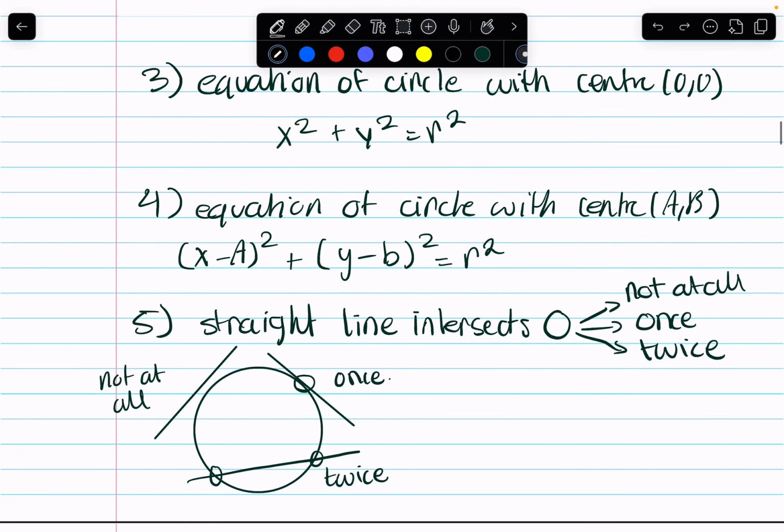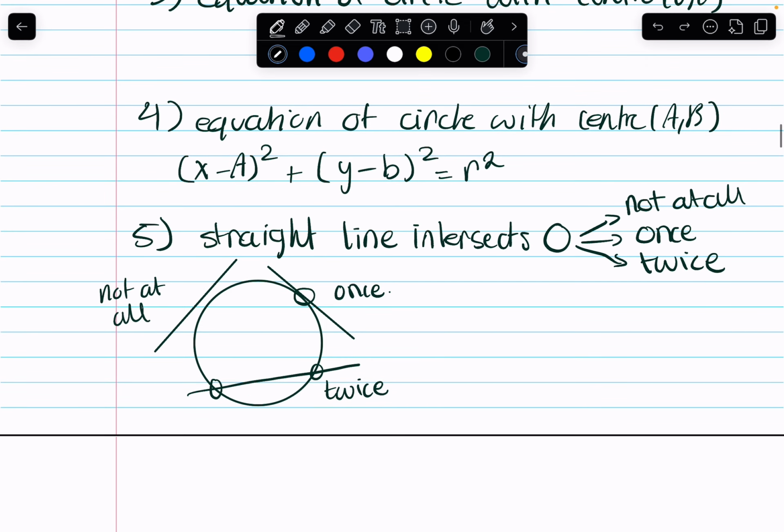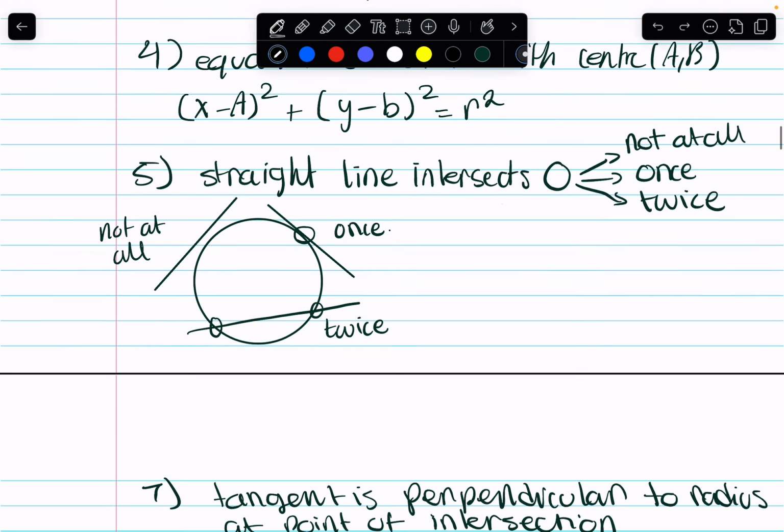Equation of a circle with center 0, 0 is x squared plus y squared equals r squared, where r is your radius. Equation of a circle with center (a, b) is (x minus a) squared plus (y minus b) squared, which is going to give you your radius squared.